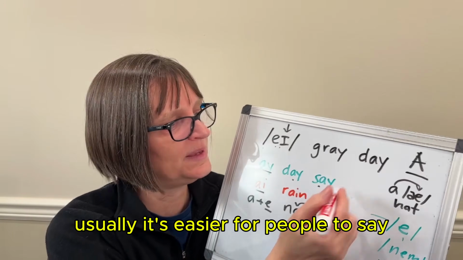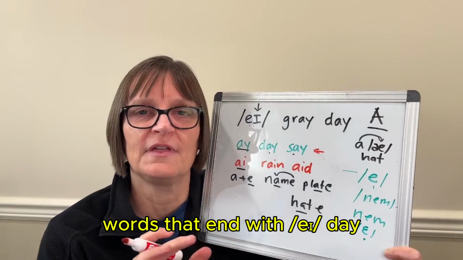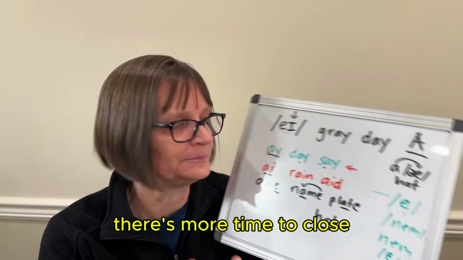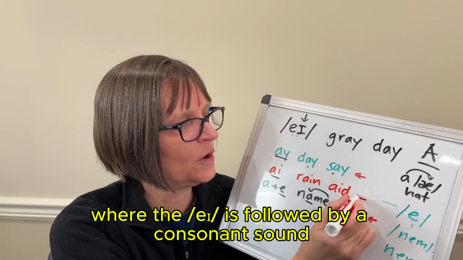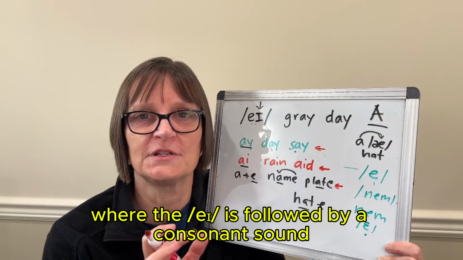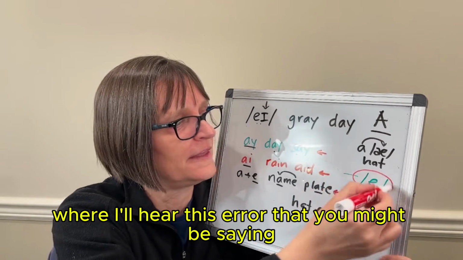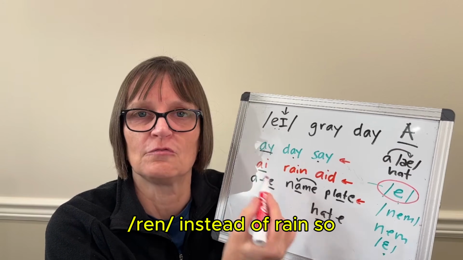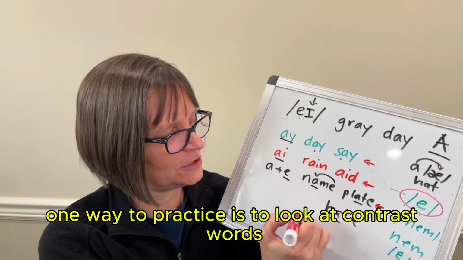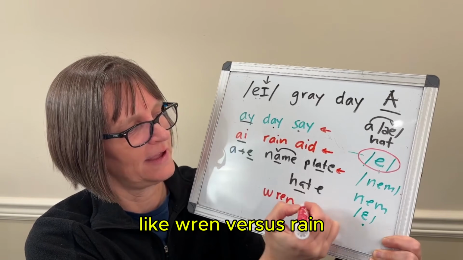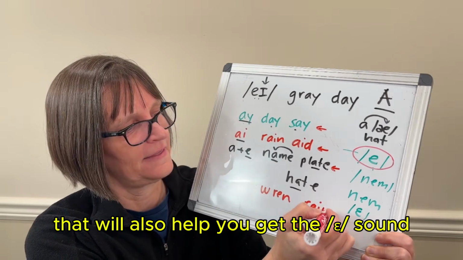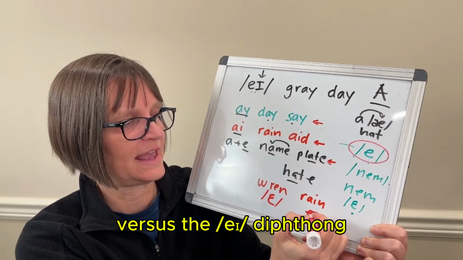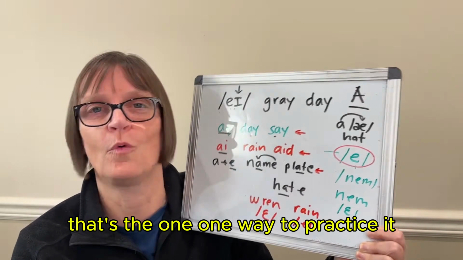Usually it's easier for people to say words that end with A, day, and say, because we can naturally glide. There's more time to close. It's usually these words where the A is followed by a consonant sound where I'll hear this error, that you might be saying more like ed instead of aid, ren instead of rain. So one way to practice is to look at contrast words like ren versus rain. That will also help you get the sound if that's difficult for you versus the A diphthong. That's the one way to practice it.